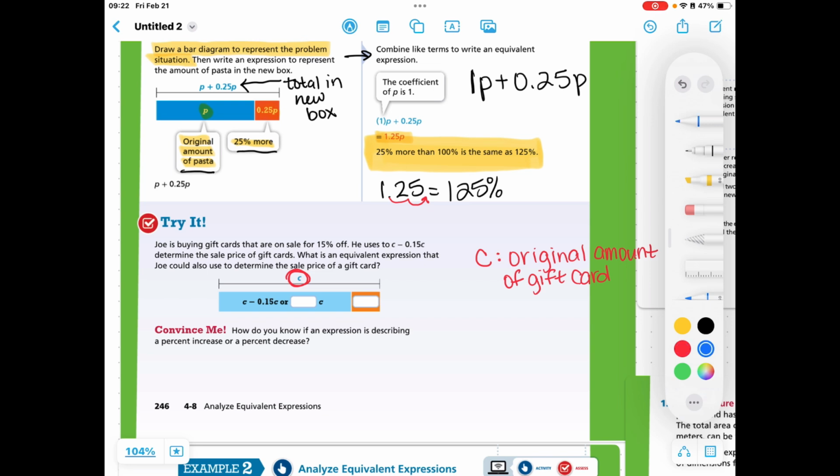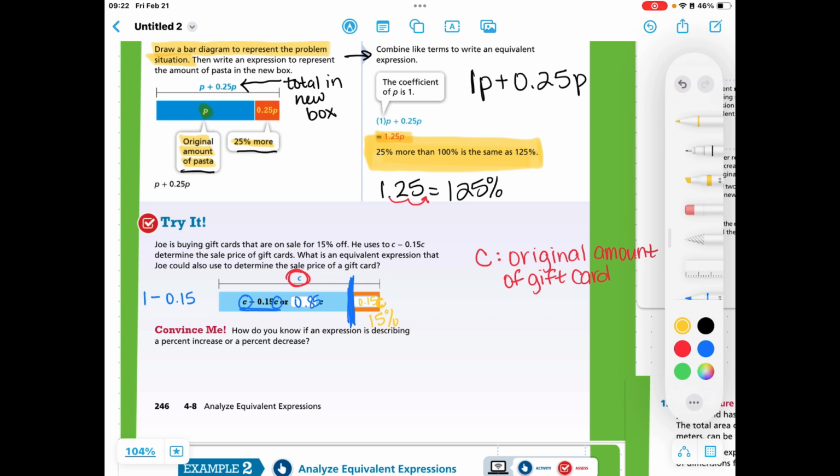So looking at the blue portion, if it's C minus 0.15, this is the same thing as 1 minus 0.15, and they just have that C attached along with it. So 1 minus 0.15 is 0.85C. Now, what portion did they take off? What is coming off of this? Well, that's going to be the 0.15, that 15% off, 0.15C.